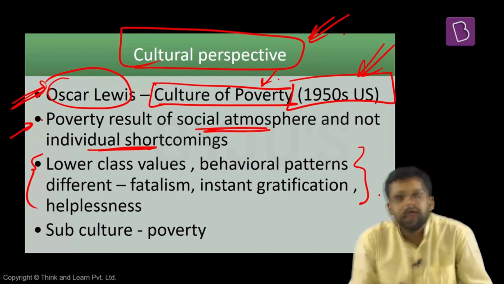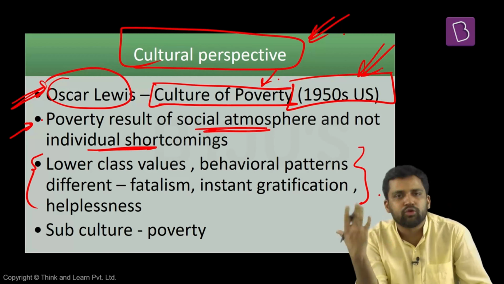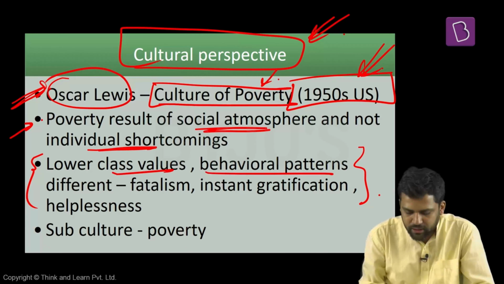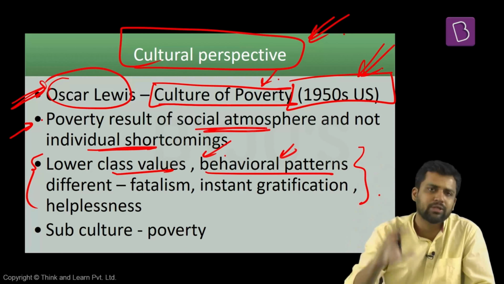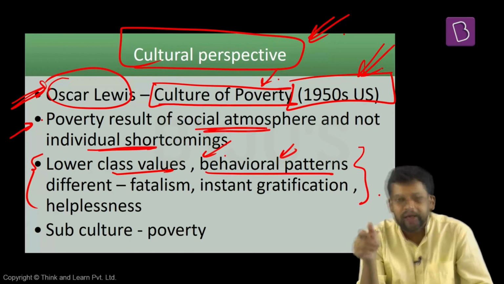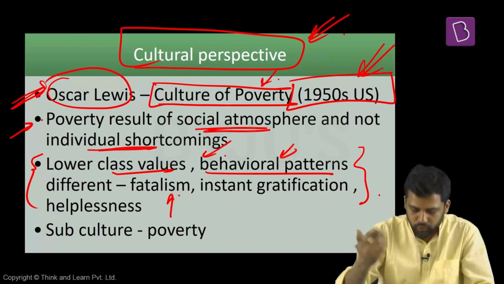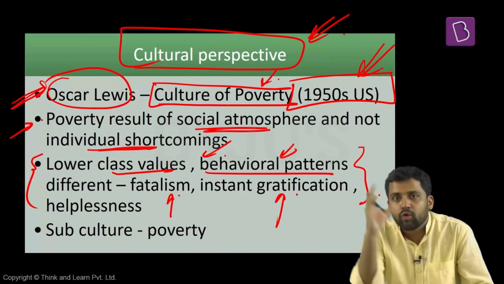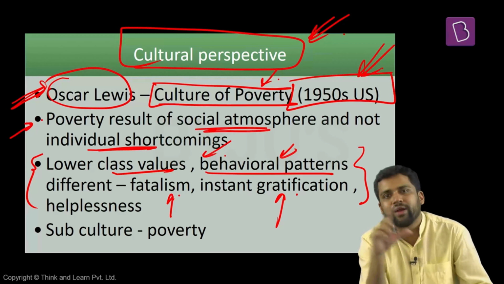For example, he observes that those who are poor have some specific kind of values, and these values keep on perpetuating poverty. Among the lower classes, certain values and behavioral patterns promote poverty. These are not found among the higher classes. What are these values? He finds that among them, fatalism is quite high. They resign themselves to fate. They also focus more on instant gratification. They will not go for deferred gratification. Deferred gratification means you are investing now so that you will get the benefits later on.